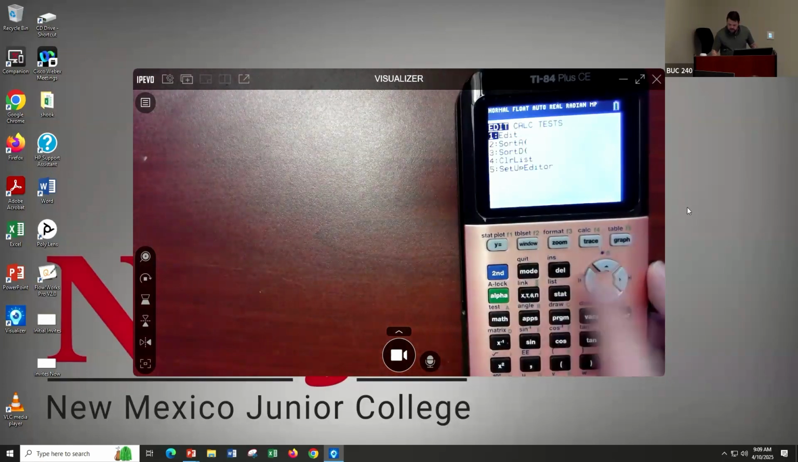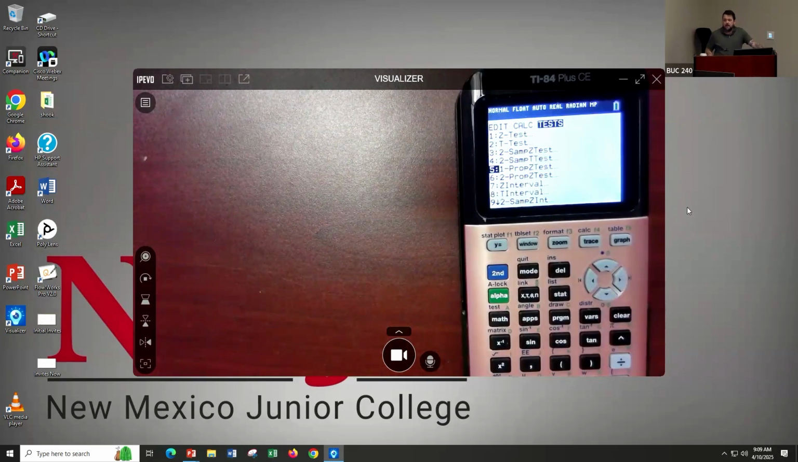So you hit your stat key, go over to tests. And this is what they were doing yesterday. Notice they immediately stopped right there. They saw 1 minus prop z, and they were like, that's it. That's not the right one. You will be using that. It's a good idea to remember those test buttons, but you're not going to use it right now. You've got to keep scrolling down.